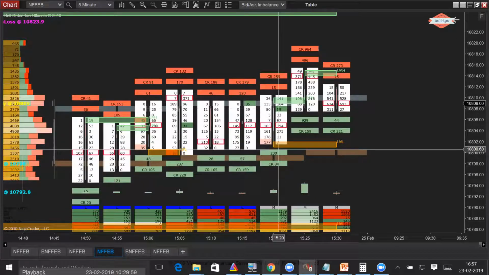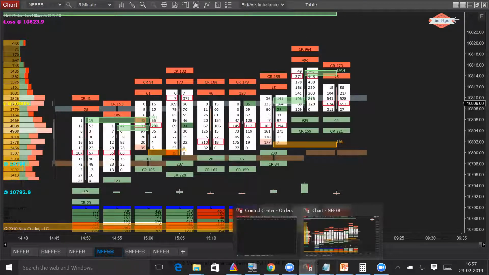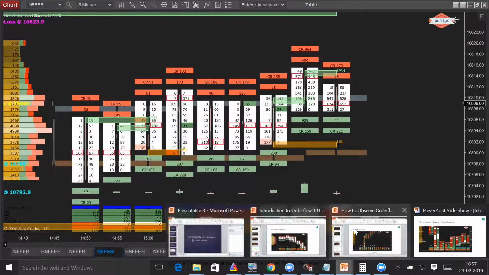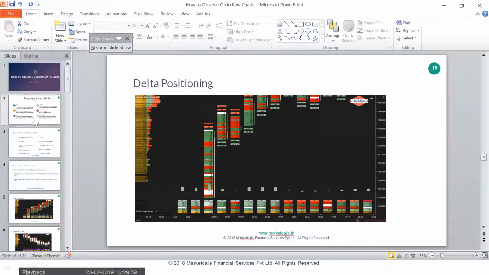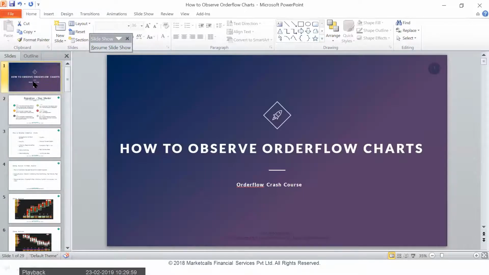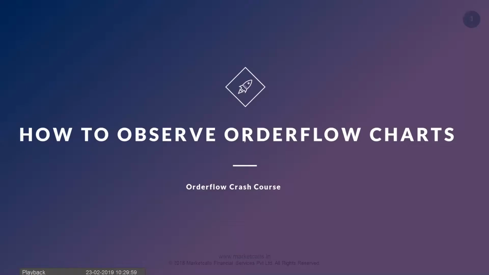I think we haven't started with the principles. Tomorrow we'll be starting with how to observe order flow charts. What are the things to observe from the order flow charts? We'll be talking on that front. So tomorrow we'll be talking about market profile setup, and we almost covered some of the principles along with the strategies. But tomorrow we'll be focusing only on the principles of order flow. That will give you a more enhanced idea about how you can build strategies on top of order flow, right?